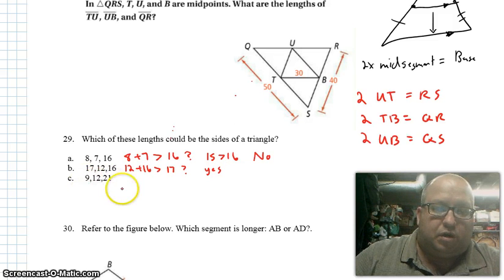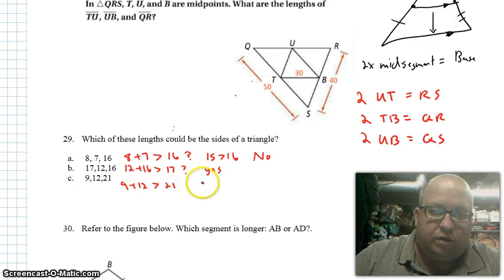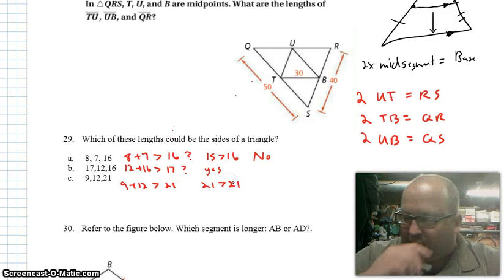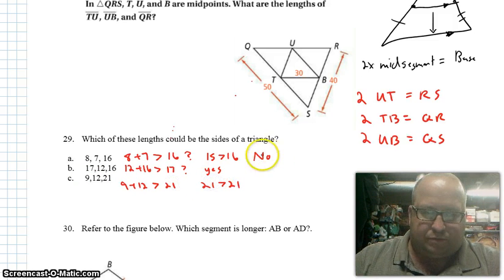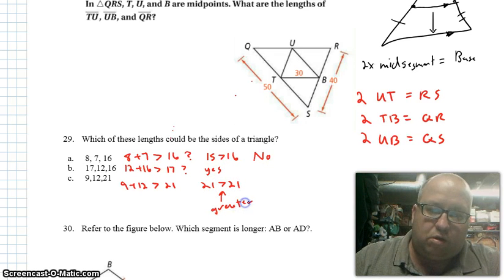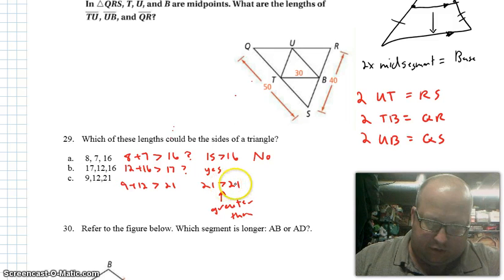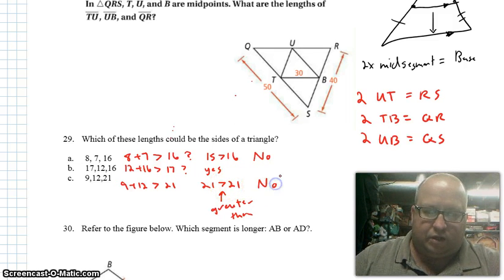How about 9 plus 12 and 21? So 9 plus 12 is greater than 21. Is 21 greater than 21? Now, this is the one that fools people sometimes. A lot of times they put yes. It's got to be greater than. 21 is not greater than 21. It's equal. So the answer is no.